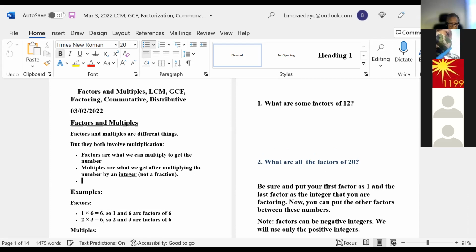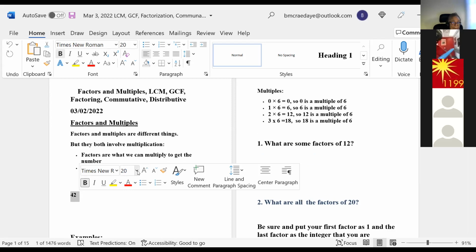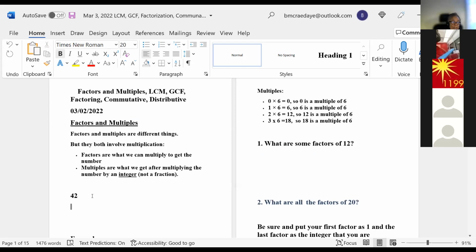Let me just do this. If you had the number 42, the factors would be what you get when you multiply two numbers. So to get 42, what two numbers can you multiply, Maureen? 6 and 7. Okay, 6 times 7. So 6 and 7 are factors of 42. But those are not the only factors.